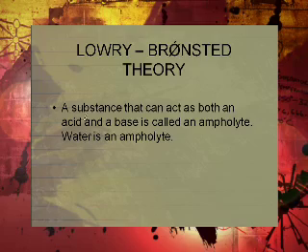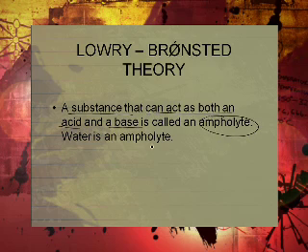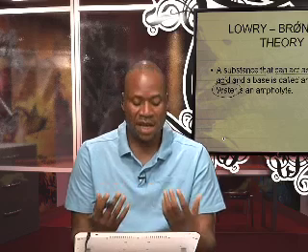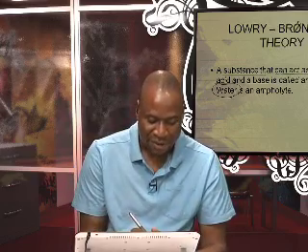Right, welcome back. There are still a few things that I want to talk to you about on the grade 11 section. Let's just quickly do it. A substance that can act as both an acid and a base is called an ampholyte. One example of that is water. Water is able to donate a proton. It is also able to receive a proton. So when it donates, it's an acid. When it receives, it's a base.